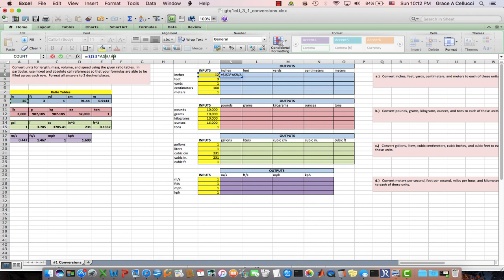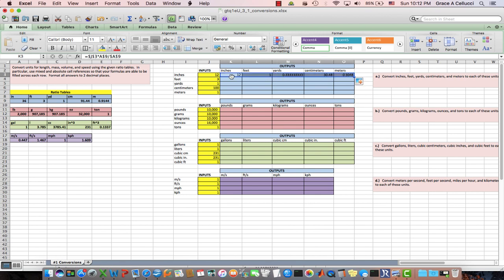And then for A9, we want to divide each time we multiply this 12 by one of these given conversions. We want to make sure we divide each time by 36. So that's going to be fixed. So we're going to put our dollar sign in front of the A and in front of the 9. And so again, it still says 12, but this is important now so that we can drag across.